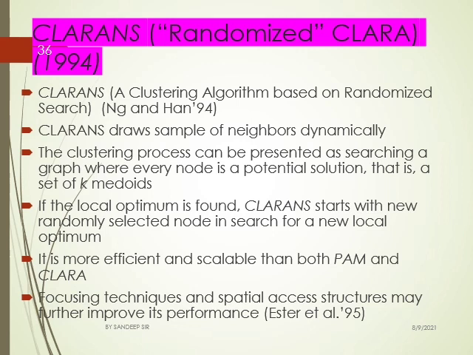If a local optimum is found, this starts with a randomly selected node in search of a new local optimum. So it keeps selecting for the most localized part, and then the clusters are found. It is more efficient and scalable than both PAM and CLARA. Here you can focus on techniques, and spatial access structures may further improve its performance.